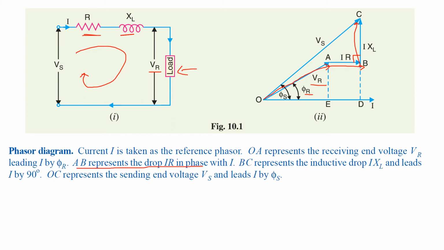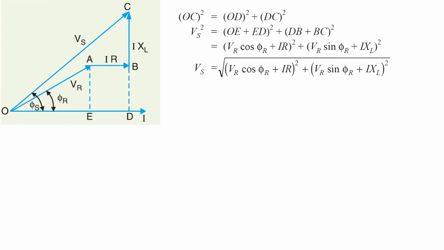The angle between the sending end voltage vector Vs and the current I is called the sending end power factor angle, that is denoted as phi S. These same voltage regulations can also be represented mathematically.